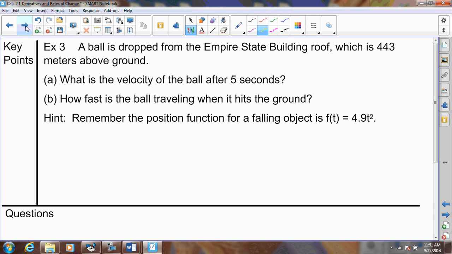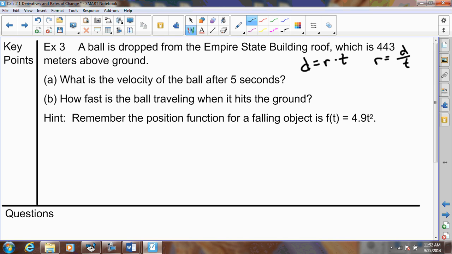So here we go. A ball is dropped from the Empire State Building roof, which is 443 meters above the ground. How fast is the ball going at 5 seconds? How fast is the ball traveling when it hits the ground? Well, two very similar problems. The algebra is going to be the tougher part to this one, like a lot of things. What is the velocity of the ball? Well, remember, we could use distance equals rate multiplied by time in general. And so velocity, we are considering, is rate, which is distance over time.